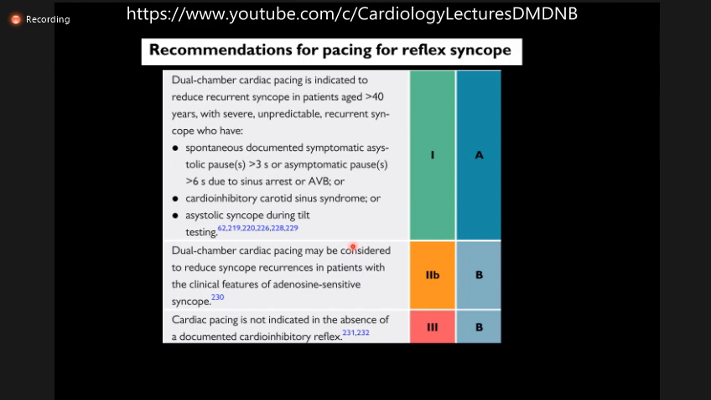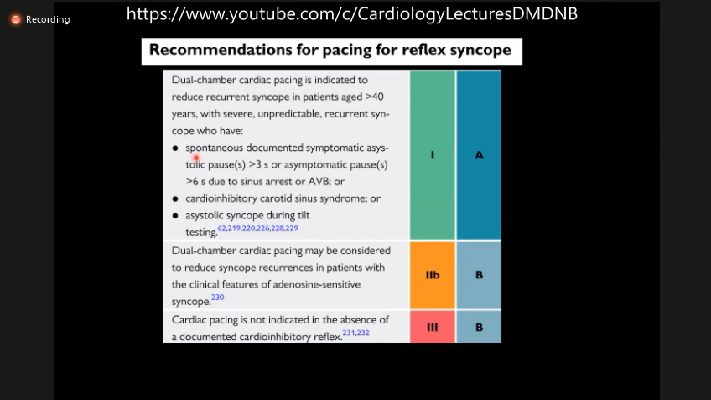Let's move on to another patient subset, where patients present with reflex syncope, and probably we all have our fair share of patients who belong to this particular subset. In this subset, dual chamber cardiac pacing is recommended to reduce recurrent episodes of syncope in patients who are older than 40 years and who have had severe, multiple, or unpredictable recurrent syncopal events.